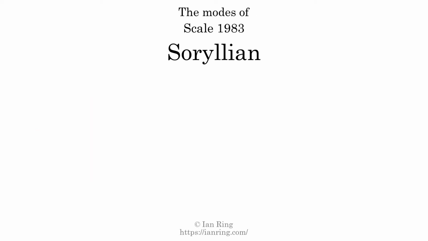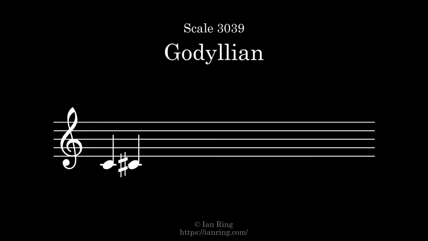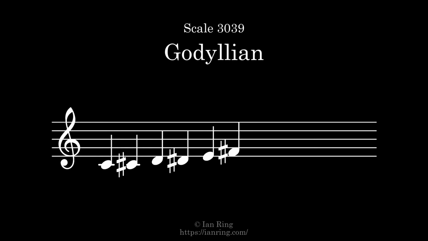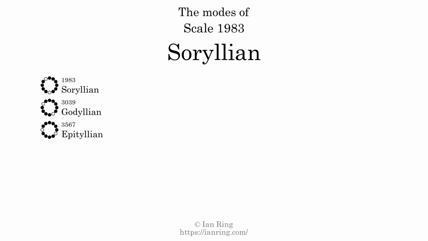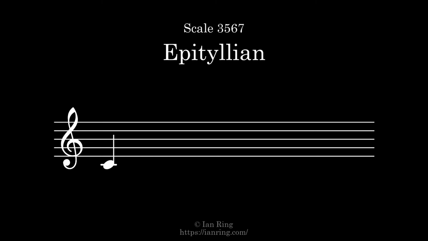This scale has 10 modes. The first mode is itself. The second mode is scale 3039, also known as Gadillion. It sounds like this. The third mode is scale 3567, also known as Epithallion. It sounds like this.